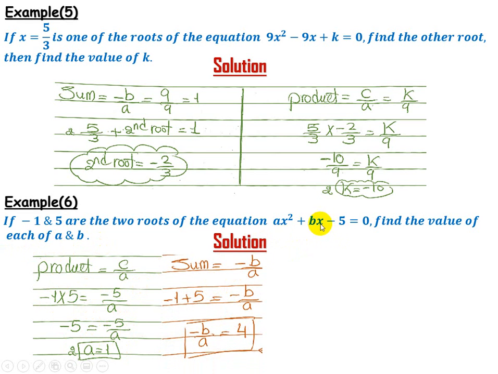Sum of the roots is negative b over a, so negative 1 plus 5 is 4, and negative b over a, which means over 1. So negative b over 1 equals 4, which means that b equals negative 4.